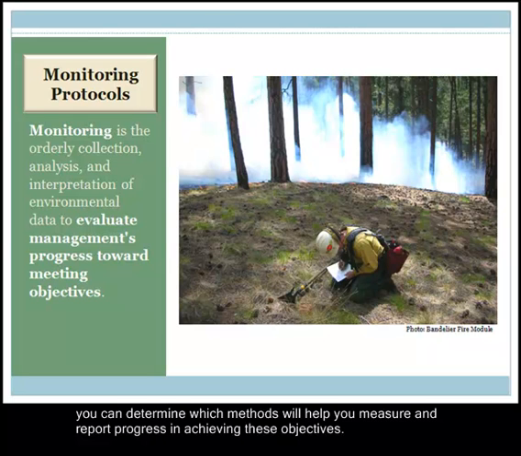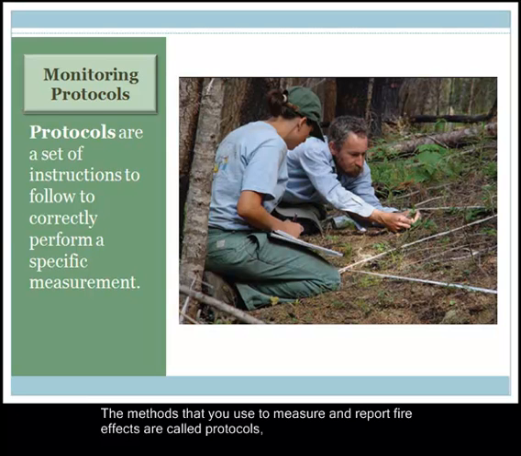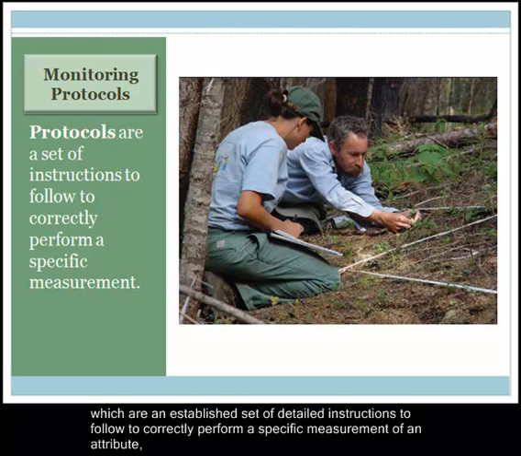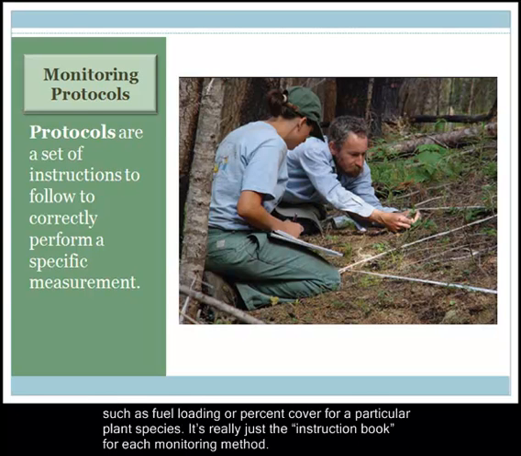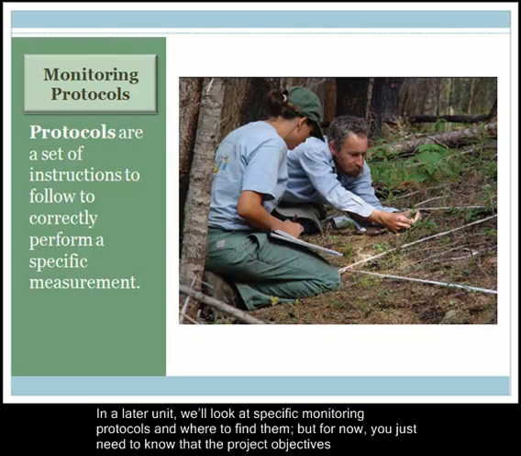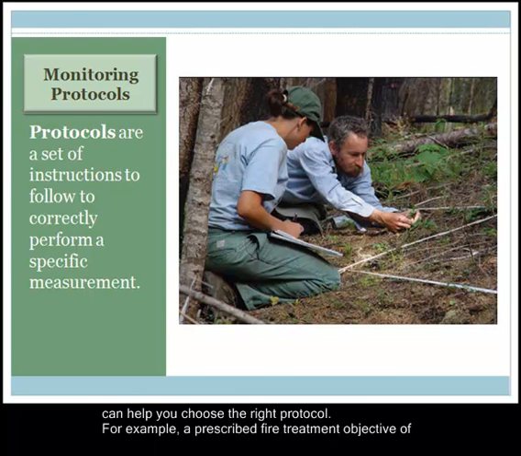objectives. The methods that you use to measure and report fire effects are called protocols, which are an established set of detailed instructions to follow to correctly perform a specific measurement of an attribute, such as fuel loading or percent cover for a particular plant species. It's really just the instruction book for each monitoring method. In a later unit, we'll look at specific monitoring protocols and where to find them. But for now, you just need to know that the project objectives can help you choose the right protocol.